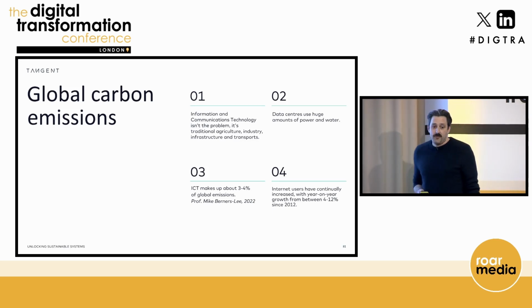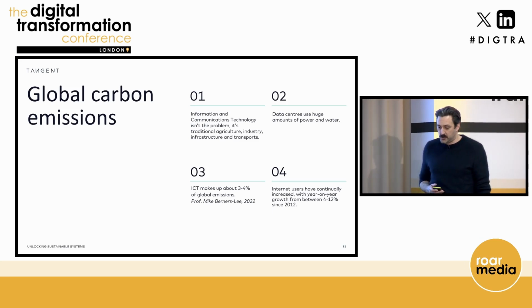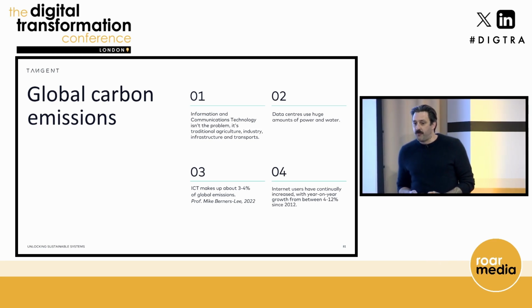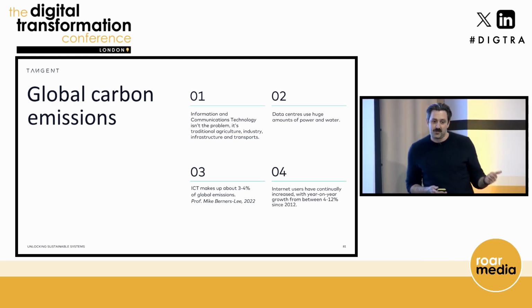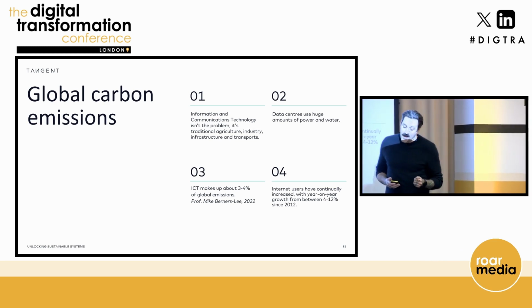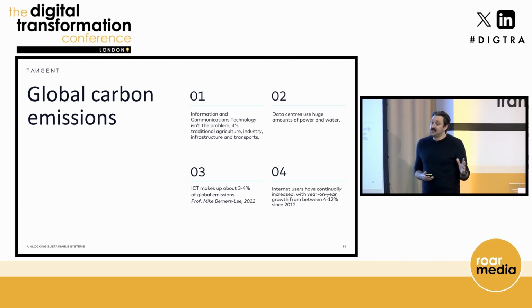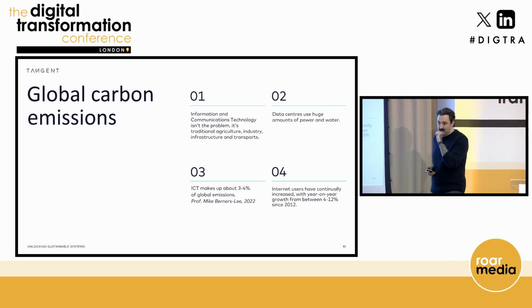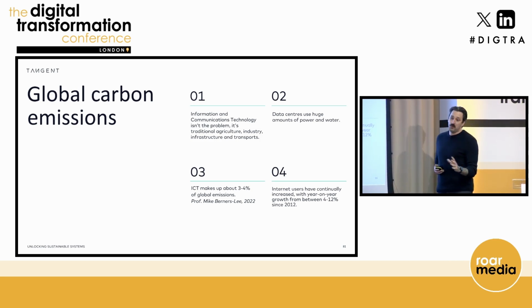So to start off with, we're going to look at carbon emissions on a global scale. Now, there are four main polluters. It's traditional agriculture, industry, transport, and infrastructure. And if these guys don't sort their act out, we are probably all doomed.